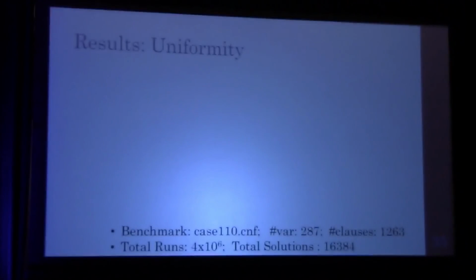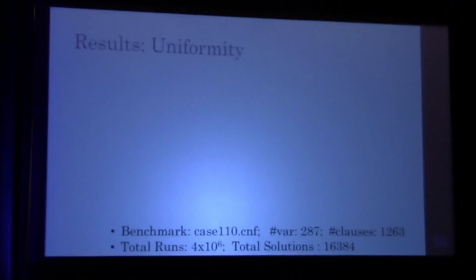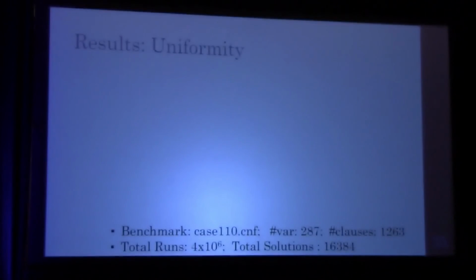So one way to measure is using statistical distance measure. I'll be showing something more pictorial here. So what one can do is take the benchmarks where the number of solutions is not too large, because then you could mimic an exact uniform solver. In this case, I'll be showing for one of the benchmarks where you have about 16,000 solutions, you run it 4 million times, you count how many times a solution is output, you then group the solutions according to the number of times they appear.